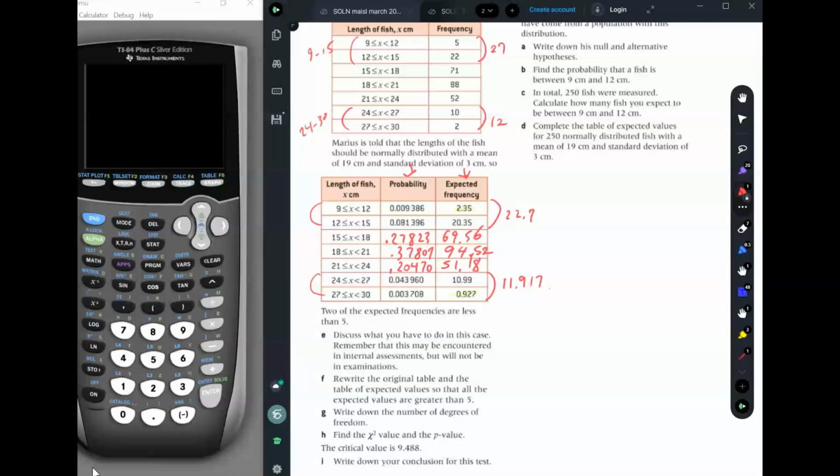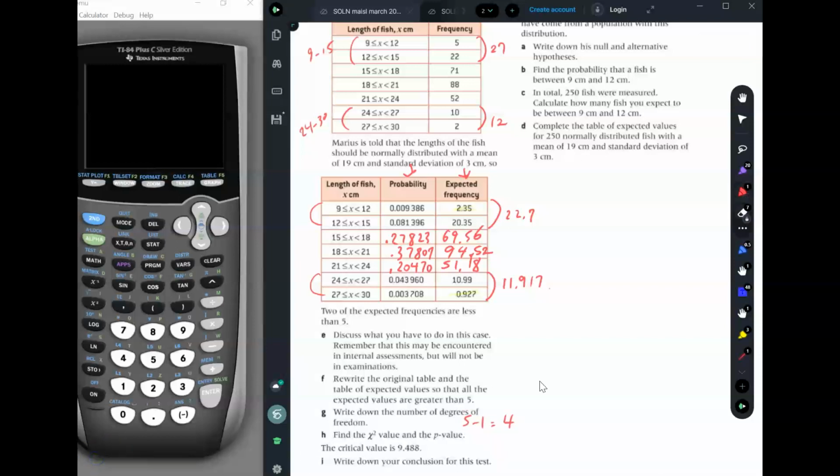And then I have rewritten the original table, okay, and the table of expected frequencies. Now I'm going to write down the number of degrees of freedom in this new matrix, or this new row of data. I have 1, 2, 3, 4, 5 expected frequencies instead of 7. So now my degrees of freedom is going to be 5 minus 1 equals 4.